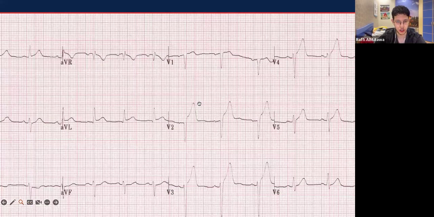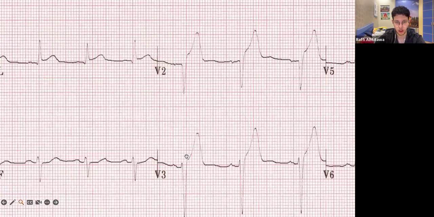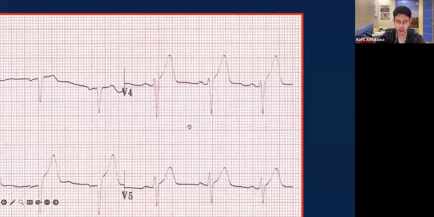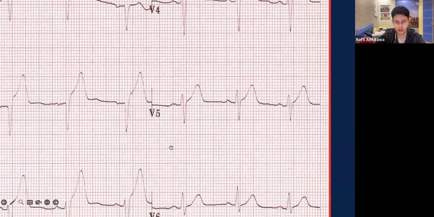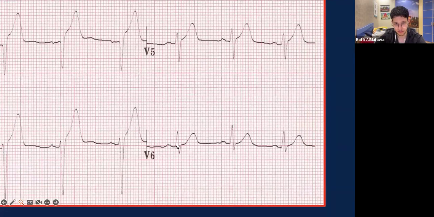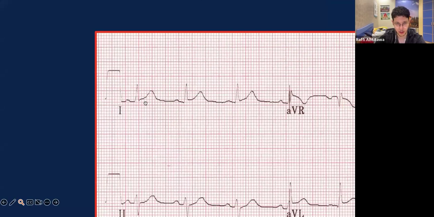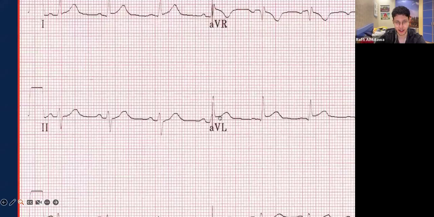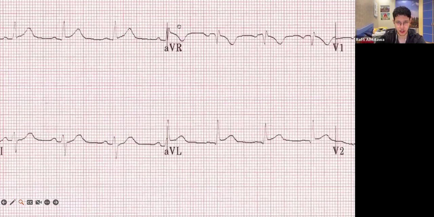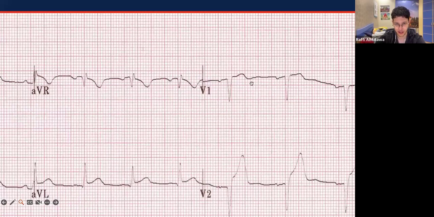Already you can see a very prominent ST elevation in V2, V3, and V4. V5 has an ST elevation. V6, not really. Okay, let's say it's not V6. Lead 1 has an ST elevation. aVL has an ST elevation. And remember, ST elevation is one small box, so 1 millimeter. V1 also has an ST elevation.